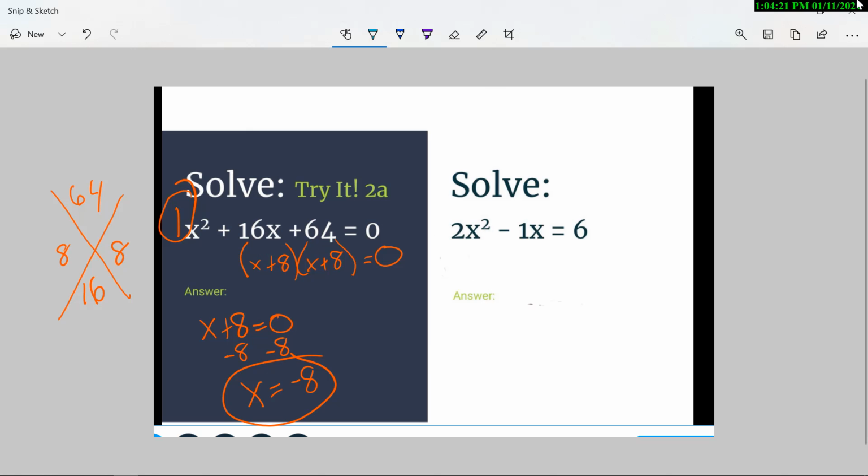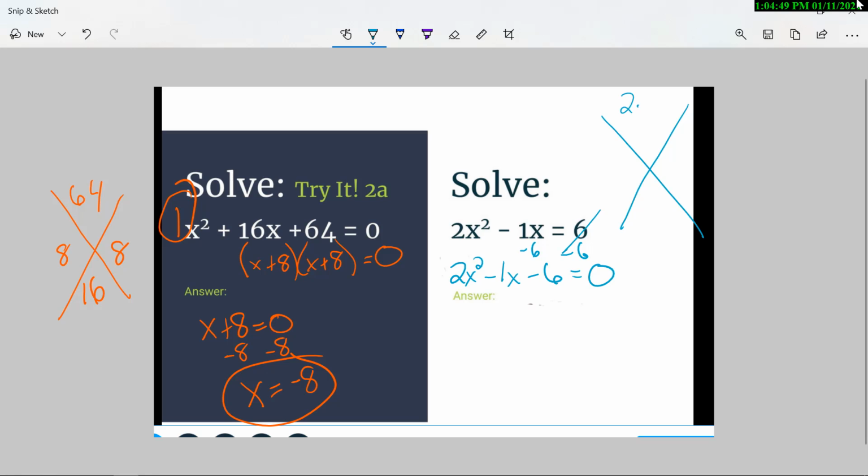Now this next one, I have a feeling it's going to be a lot more work. So first off, it's not equal to 0. So let's subtract 6 from both sides. 2x squared minus 1x minus 6 now, because there's no like term, so it just stays there. And of course 6 minus 6 is 0. Now we have our equation. It's equal to 0, gotta factor it. There is no GCF.